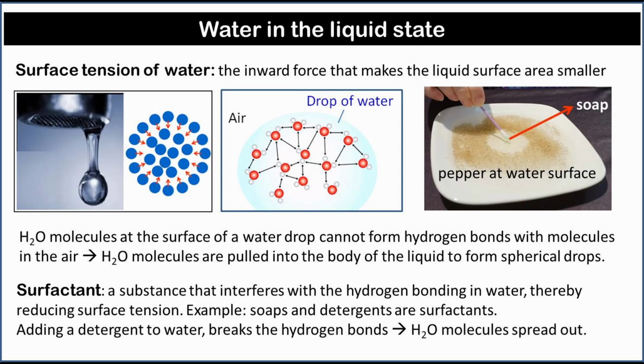A surfactant is a substance that interferes with the hydrogen bonding in water, thereby reducing surface tension. Example: soaps and detergents are surfactants. Adding a detergent to water breaks the hydrogen bonds. The water molecules spread out, as shown in the picture above, when a droplet of soap is added to pepper floating at the water surface.